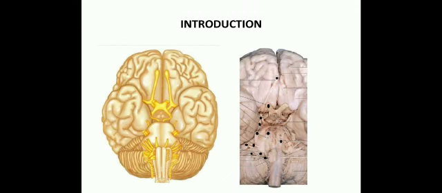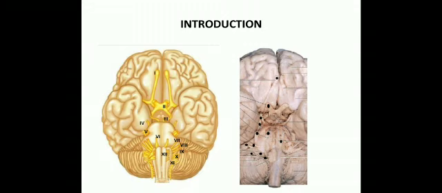So here you can observe the position of the different cranial nerves, the first, second, third, fourth, fifth in the pons, sixth, seventh and eighth at the junction of the pons and medulla, ninth, 10th, 11th and 12th cranial nerves. So their position, most of them are present in the ventral aspect.